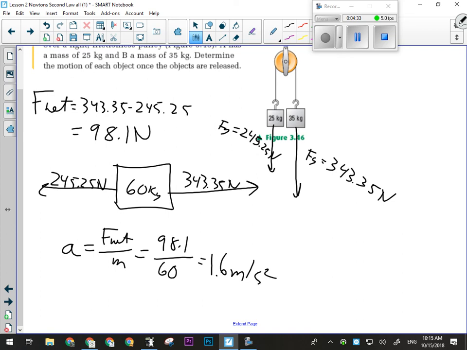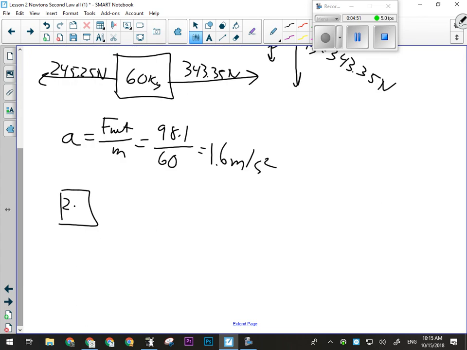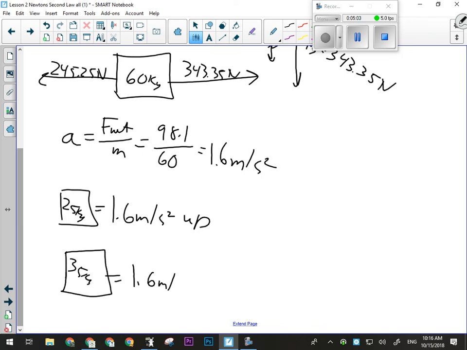I actually can't put a vector on that right now because the system is actually moving in two different directions. So in this case, I can't put a direction on that. But the question asked, determine the motion of each object once they are released. So I would separate this and then say the 25 kilogram mass will be 1.6 meters per second squared up, and the 35 kilogram mass will be 1.6 meters per second squared down. They have the same acceleration, but they're in different directions.